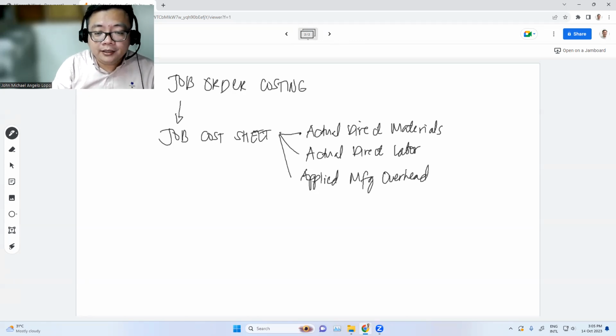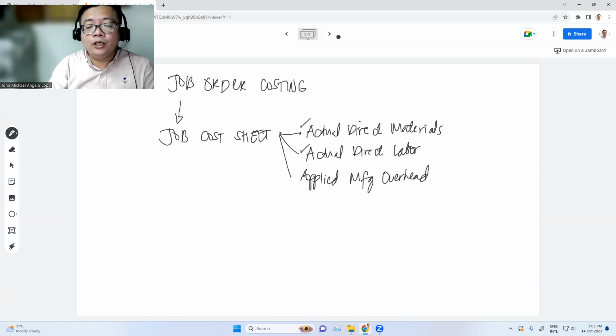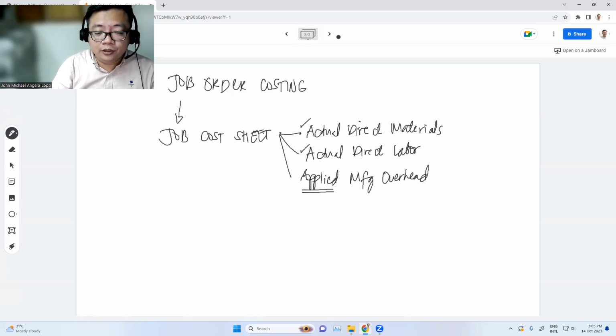Walang problema, it is actual direct materials. Walang problema, it is actual direct labor. Ibig sabihin, it is more on your actual cost. But in terms of the applied, before that, what do you mean by applied manufacturing overhead? Sabi daw, in terms of the manufacturing overhead, it is to be recognized and recorded as estimated.